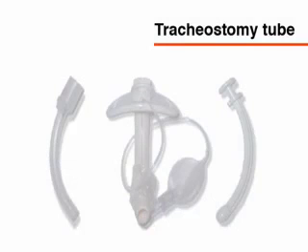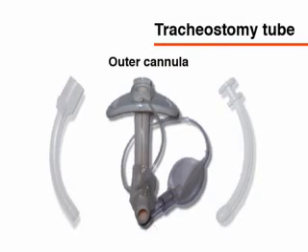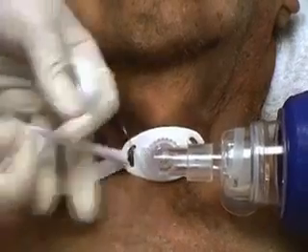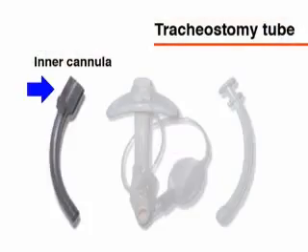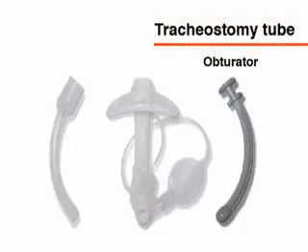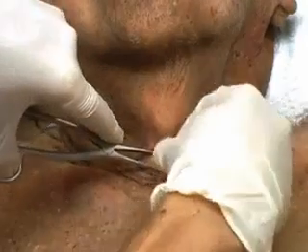The tracheostomy tube is comprised of 3 parts. The outer cannula has a neck plate extending from the sides that allows the tube to be secured to the neck with sutures or a cloth tie. The inner cannula has an adapter at the end that attaches to a bag valve device or mechanical ventilator. The obturator provides a smooth surface to guide insertion of the tube.